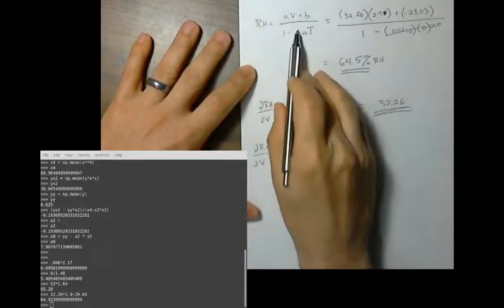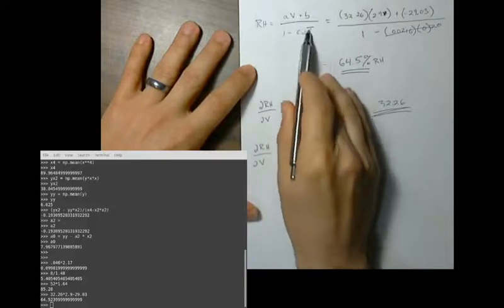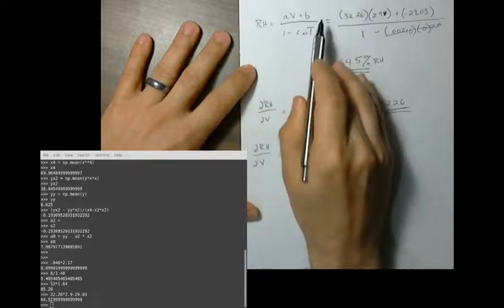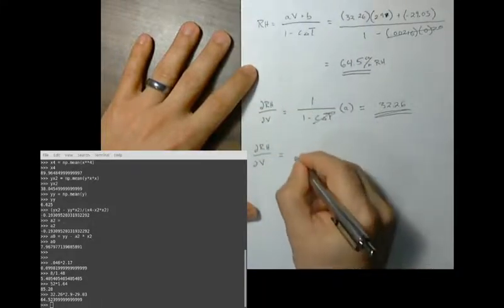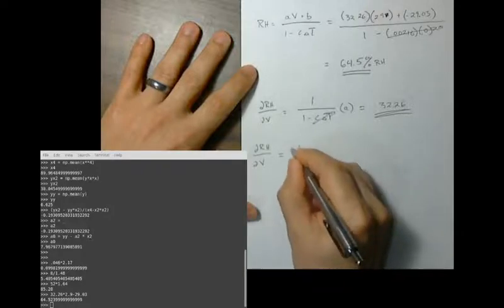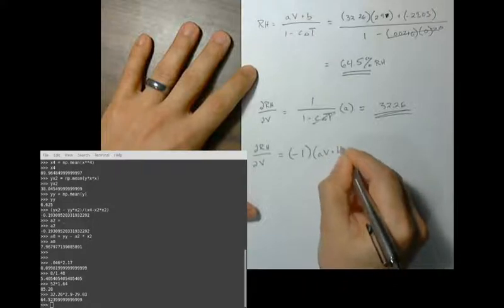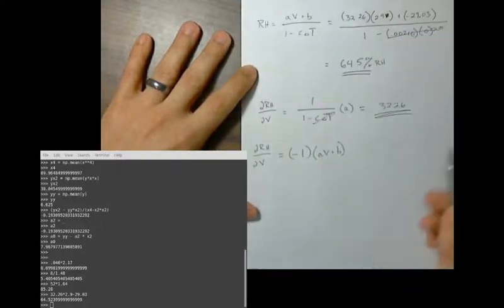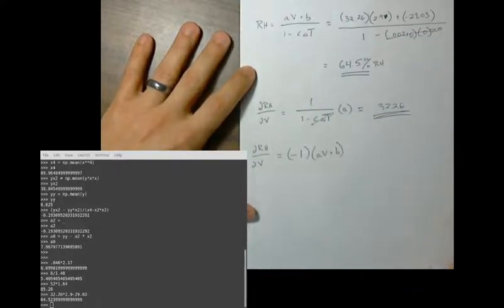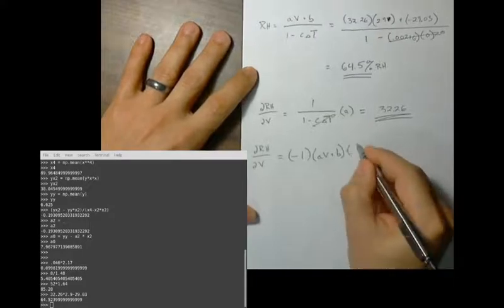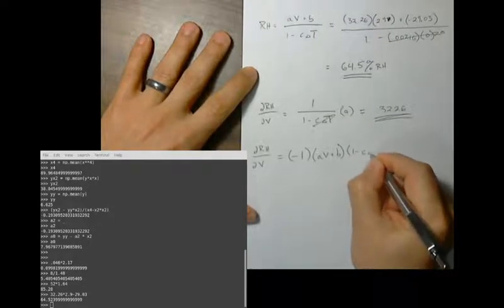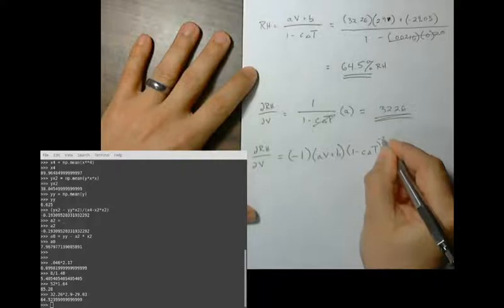All right, so when I differentiate this with respect to temperature, this is the same thing as being up top, but with a negative exponent, and so I just carry that negative exponent down front. I'm going to leave the AV plus B. It's just a constant. Everything else just looks like a constant when we do partial derivatives. And it's going to be times 1 minus C delta T to the negative 2 power.